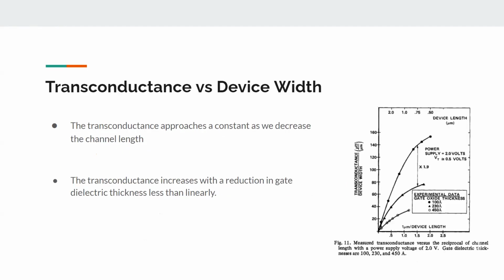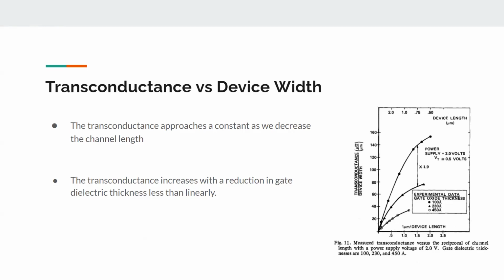So now we have our data from the model. We can see the graph on the right side, which puts the transconductance over device width versus the device length. The transconductance approaches a constant as we decrease the channel length, and this effect is caused by the channel carriers approaching velocity saturation at the source. Also, the transconductance increases with a reduction in gate dielectric thickness less than linearly.